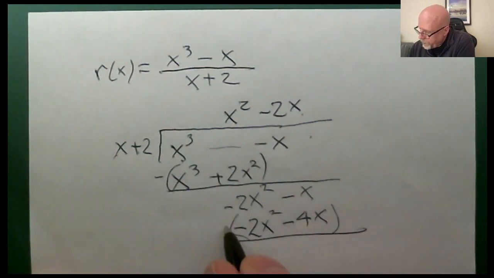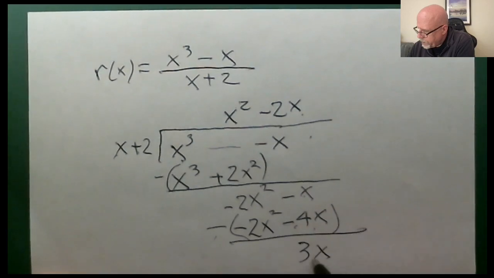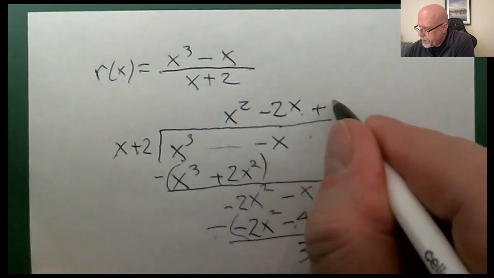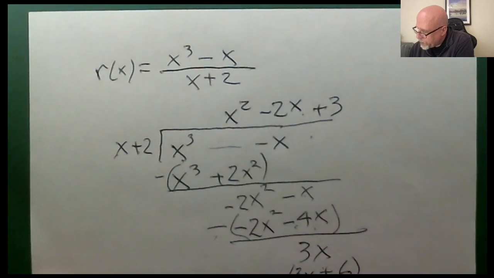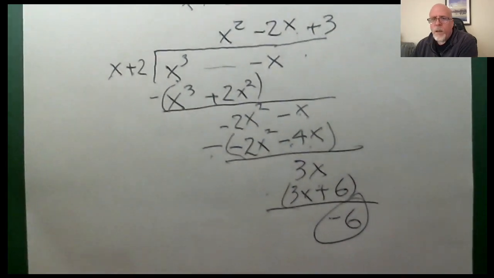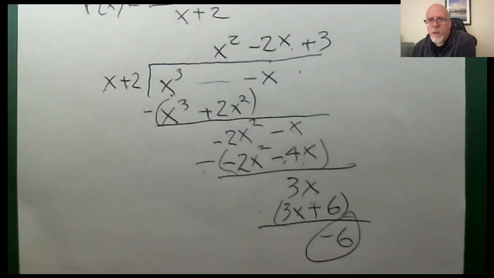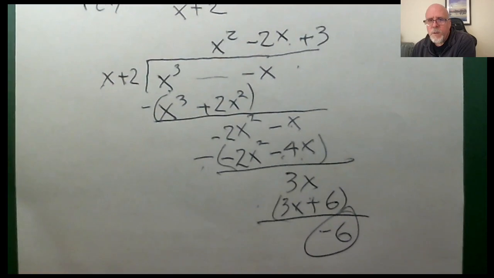When we subtract that from what's above it, negative x minus negative 4x, I think that's 3x. Does x go into this? Why, yes it does. It goes in 3 times. And 3 times that gets us 3x plus 6. And when we subtract that, we end up with a remainder of minus 6. That's our remainder. Oh, I've gone right off the bottom of the page, haven't I? So, do you follow the long division?